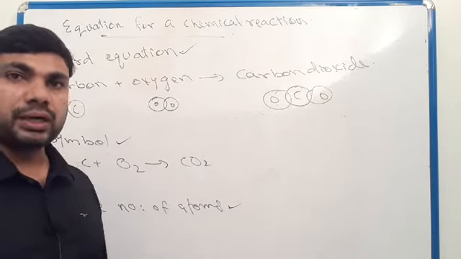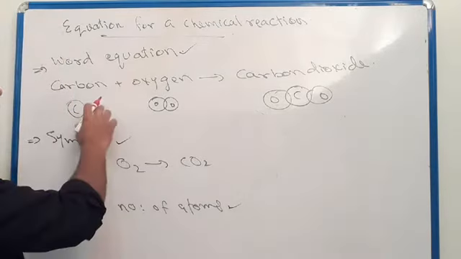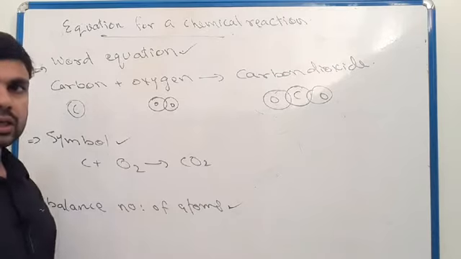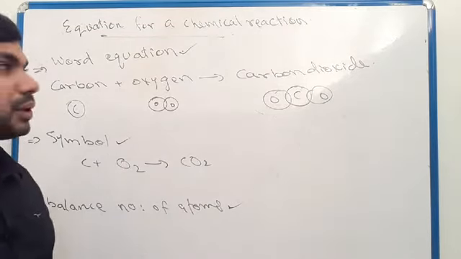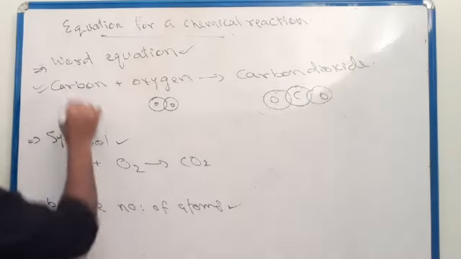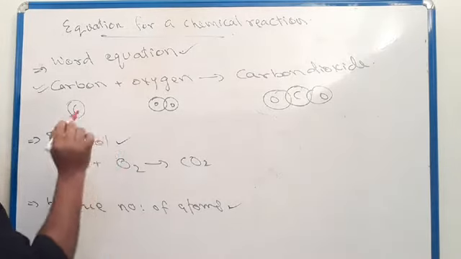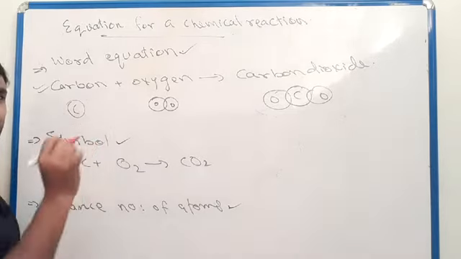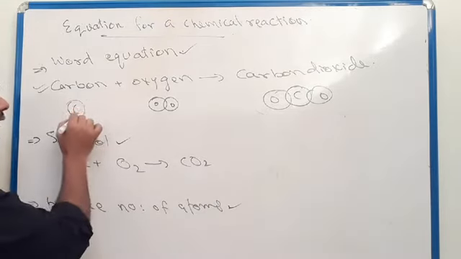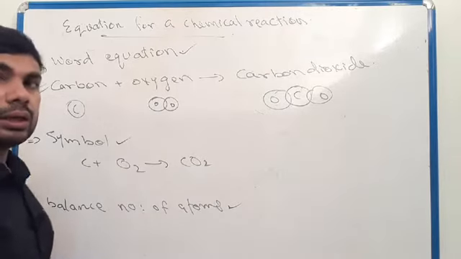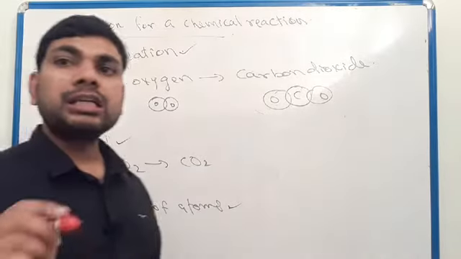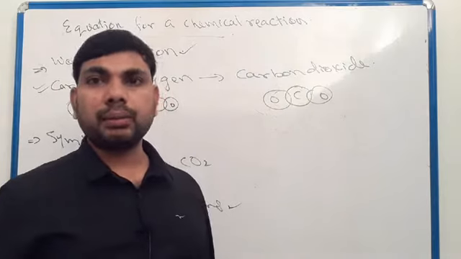So look here: carbon reacted with oxygen to form carbon dioxide. First write the word equation. Carbon plus oxygen giving carbon dioxide. That is the word equation. But also you must know carbon is monoatomic, so we have to write C. Oxygen is diatomic. We learned in covalent bond diatomic and monoatomic.